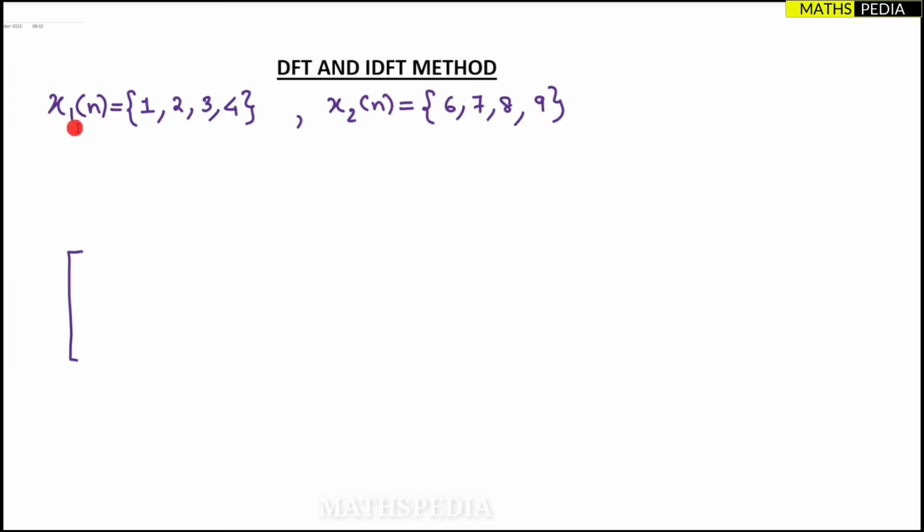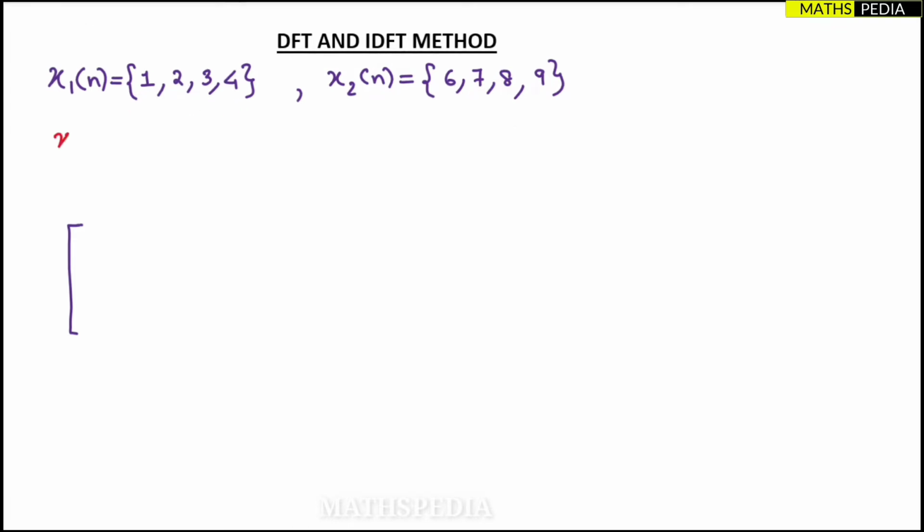So here we have the two sequences. One is x1 of n, which has 4 elements: 1, 2, 3 and 4. x2 of n also has 4 elements: 6, 7, 8, 9. One more thing I should tell you: the lengths of the two sequences for which we are finding the circular convolution should be the same. Always remember, if this one is 4, this also should be 4. If one element is missing, you can put it as 0. Remember this. The length of the sequence should be the same.